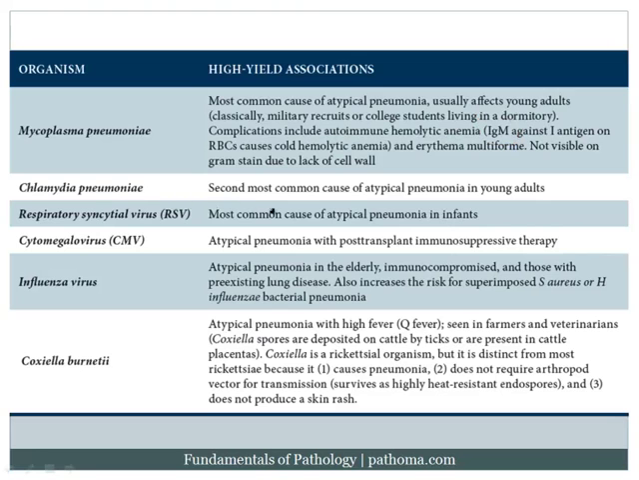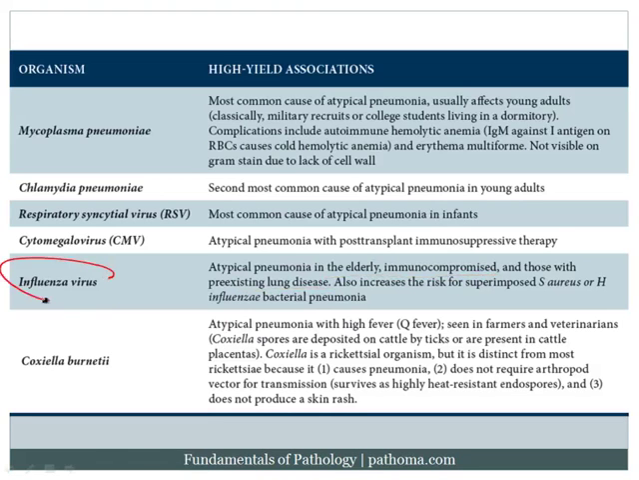Chlamydia pneumonia is the second most common cause of atypical pneumonia in young adults. So if you have a young adult with the signs and symptoms of an atypical pneumonia and it's not mycoplasma, you want to think about chlamydia pneumoniae. RSV is the most common cause of atypical pneumonia in infants. CMV is the classic cause of atypical pneumonia in patients who are on post-transplant immunosuppressive therapy. Influenza is a classic cause of atypical pneumonia in the elderly. It can also be seen in the immunocompromised and those with pre-existing lung disease.